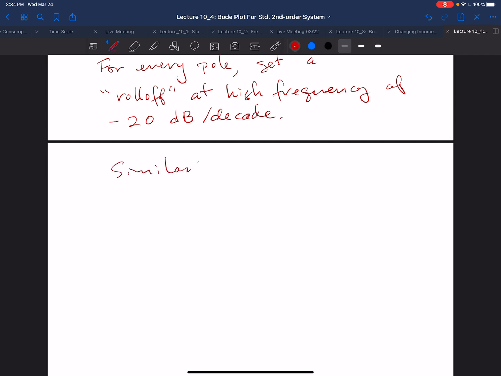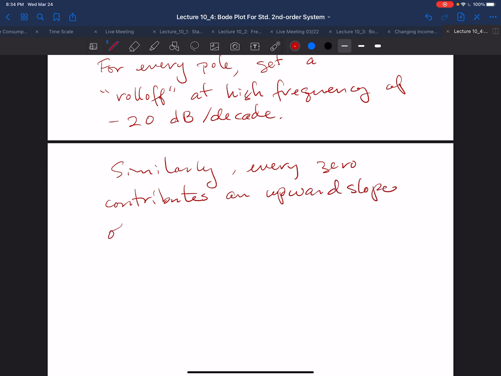So similarly, every zero contributes an upward slope of plus 20 decibels per decade at sufficiently high frequencies.